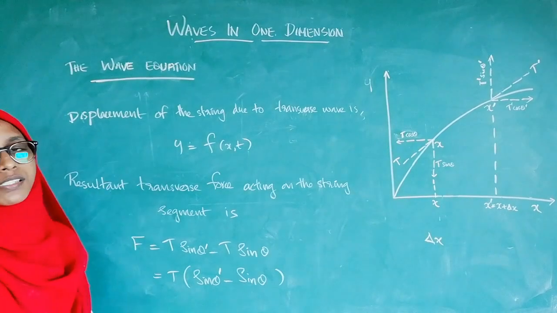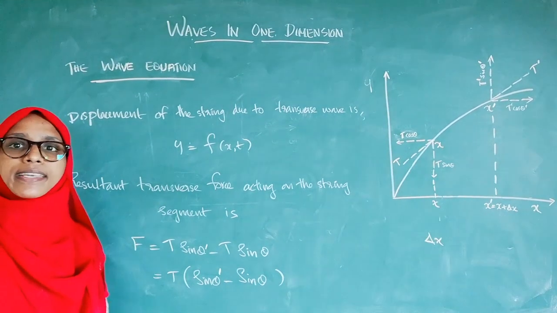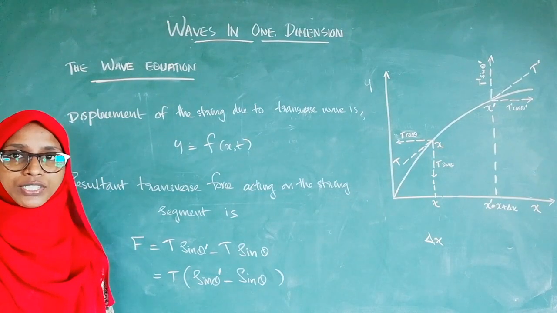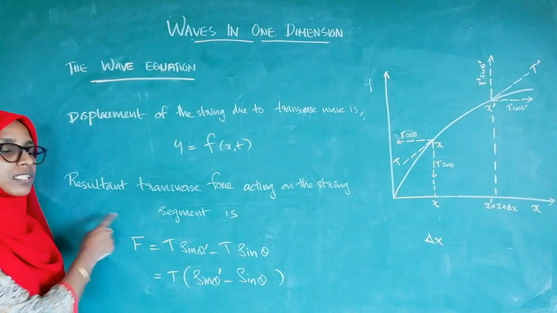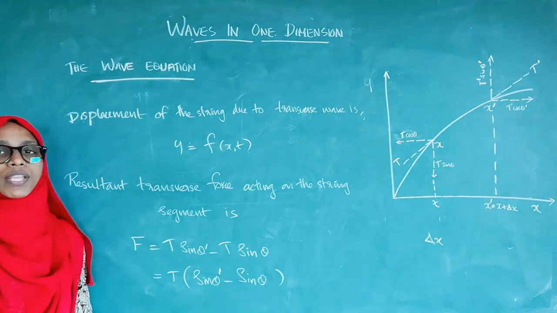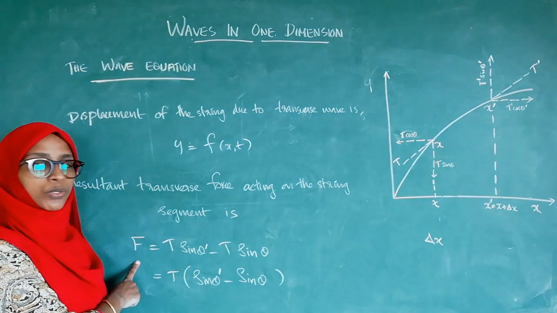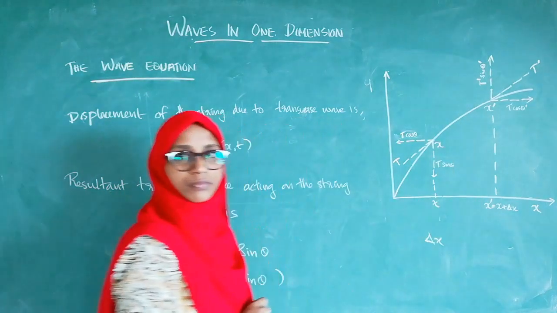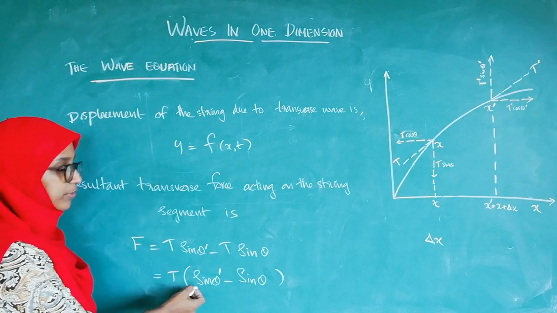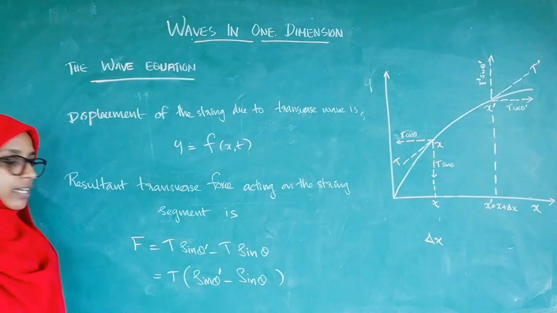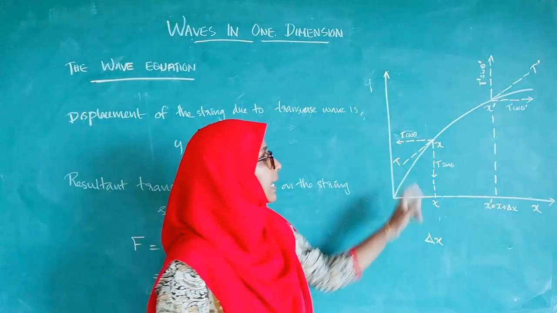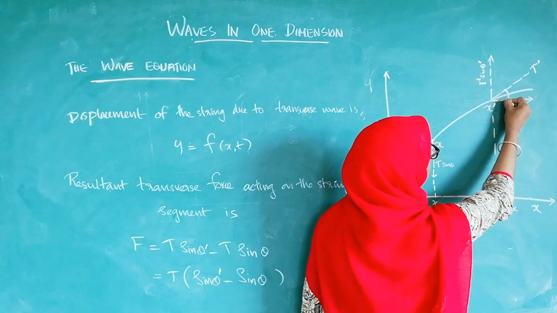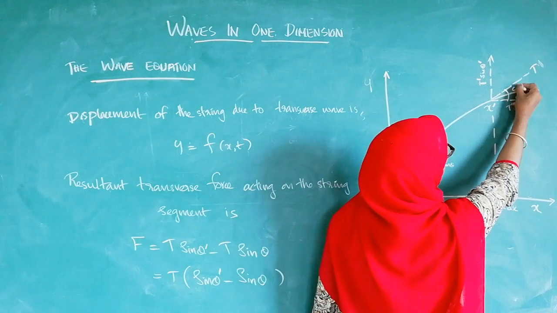Now, the displacement of the string due to the transverse wave can be written as y is equal to f of x, t, as the wave is traveling along the x direction. So, the resultant transverse force acting on the segment which we consider can be written as F is equal to T sin theta prime minus T sin theta. That is, F is equal to T into (sin theta prime minus sin theta). Here we know theta is the angle made by T with the x-axis, and theta prime is the angle made by T at x prime with the x-axis.